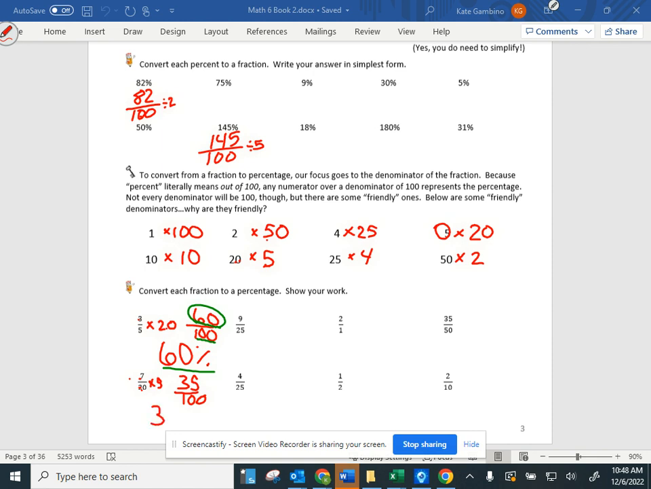35%. We take that numerator. If the denominator is 100, we can take the numerator and put it as a percent. Questions on this?